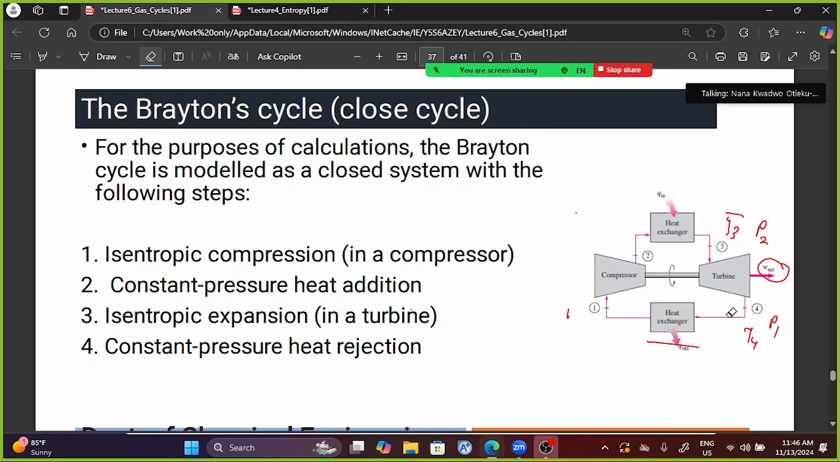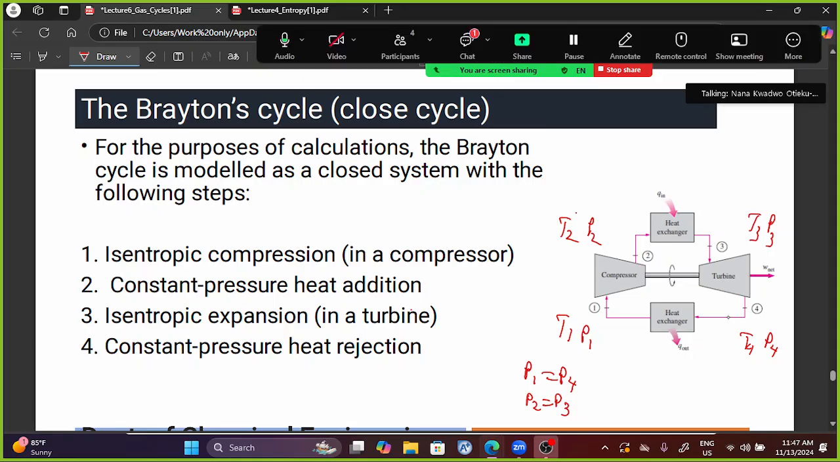So what I'm trying to say is that for the Brayton cycle, I almost forgot, we have here T1, T2, T3, and T4. Then we have P1, P2, P3, and P4. But P1 is equal to P4 and P2 is equal to P3. Now the expansion and the compressions are going to be done isentropically.